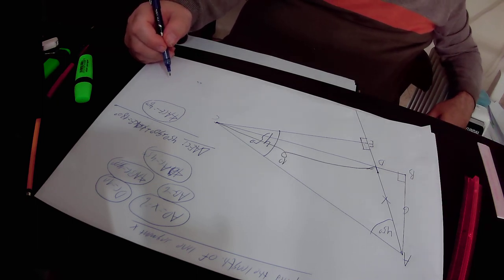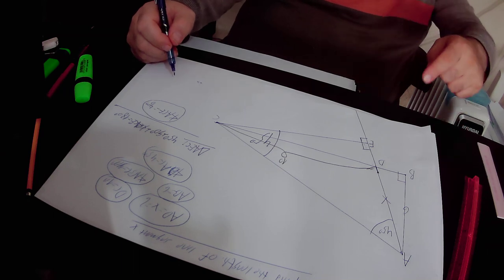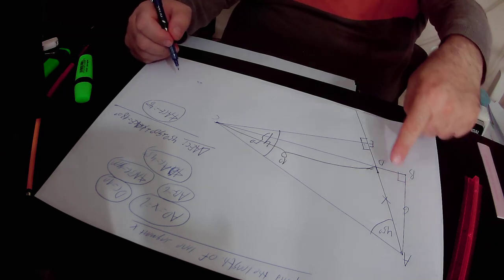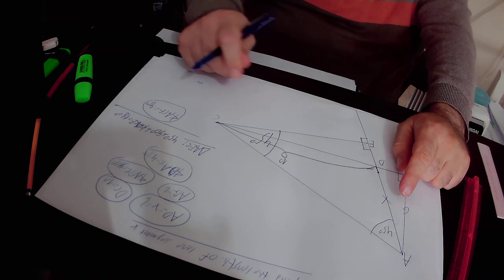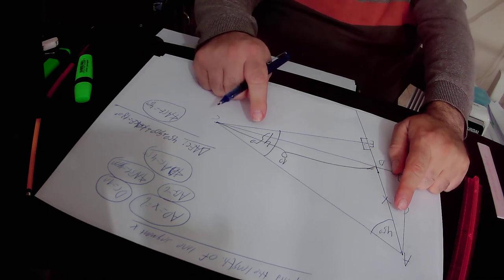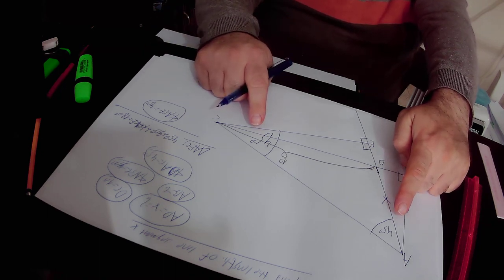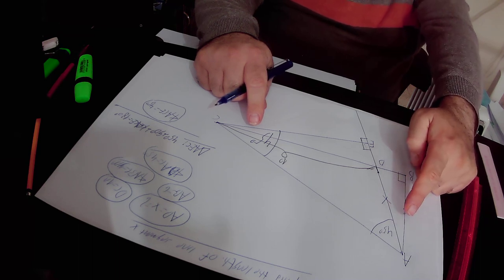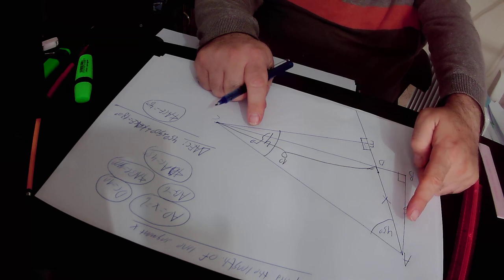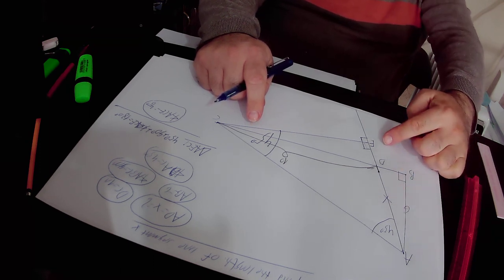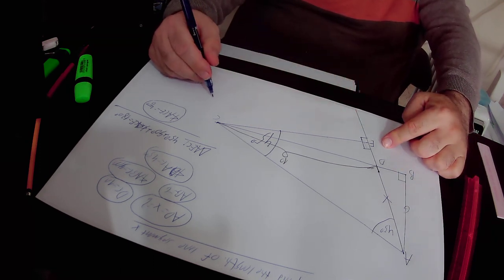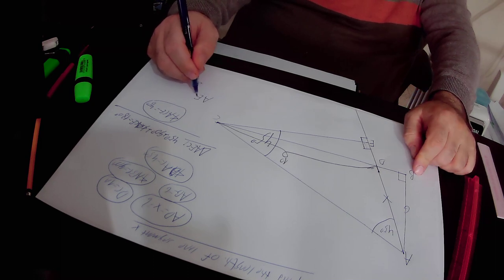We also have the rule that opposite equal angles in a triangle, there are equal sides. So if we focus on the right triangle AEC, inside this right triangle we have two equal angles. According to the rule, opposite those two equal angles there are equal sides, that is to say AE equals EC.